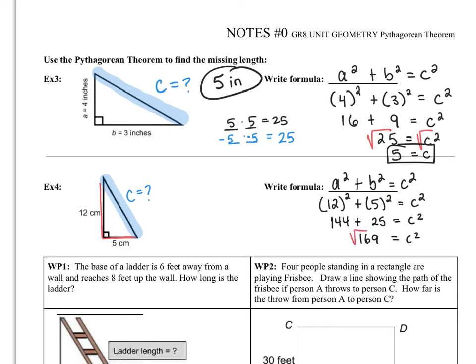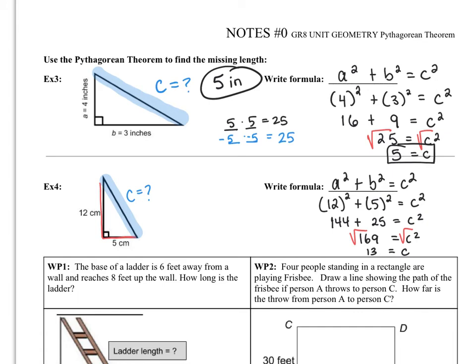And then to get C by itself, I would square root both sides. So right now what I'm looking for is a number times itself that would give me 169. And certainly if you didn't know that, you could use your calculator. And what you would end up with is 13. Now, I could prove that by doing 13 times 13 is 169.